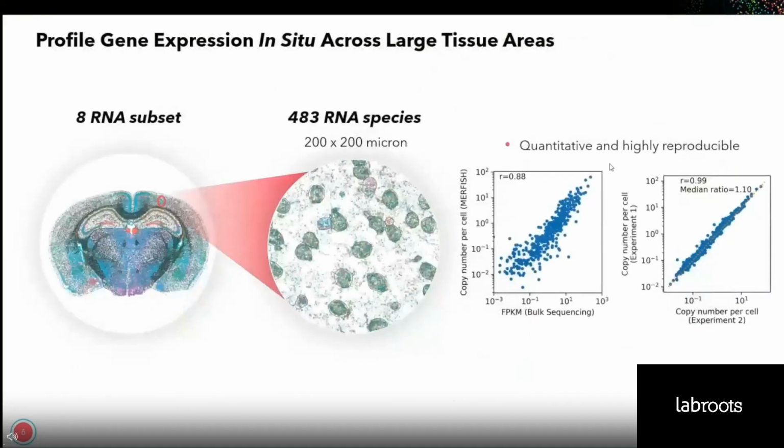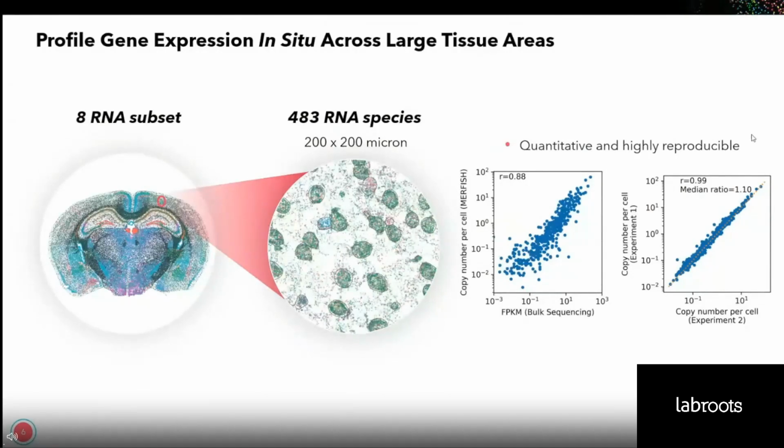And so with both the MERFISH chemistry and the MERSCOPE platform, you're able to profile gene expression in situ across large tissue areas. Here on the left, we're just showing 8 RNA subsets across a mouse brain tissue section. And you can see that we're able to spatially locate those transcripts across that entire tissue section and assign the locations there. The impressive part about this is we can also zoom in subcellularly down to individual cells, look inside those cells, and assign those transcripts there.